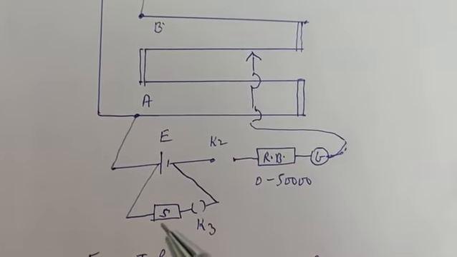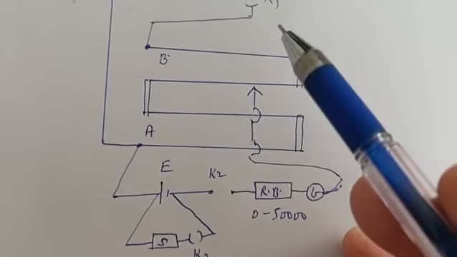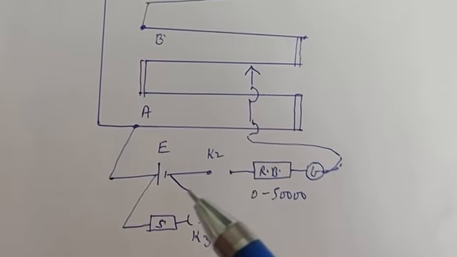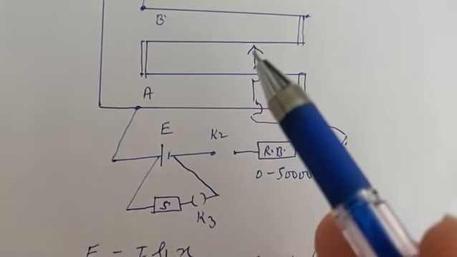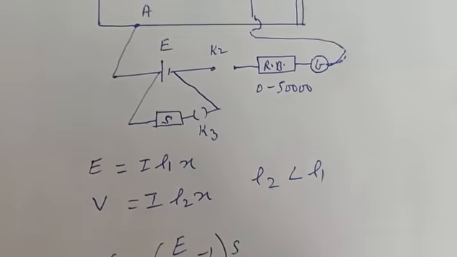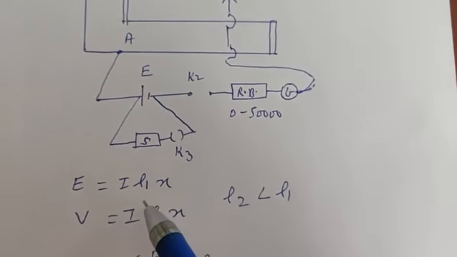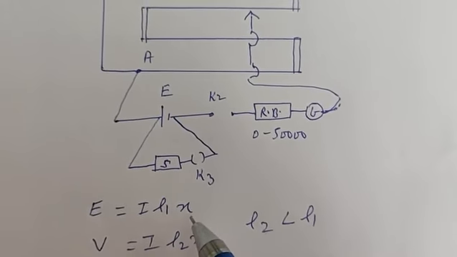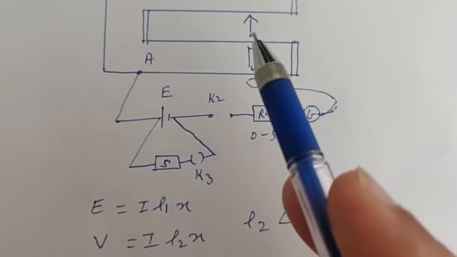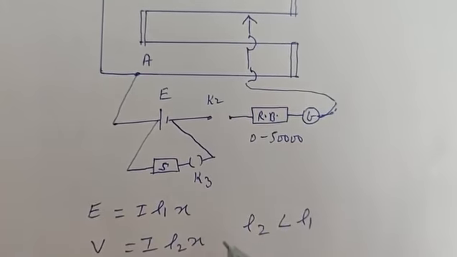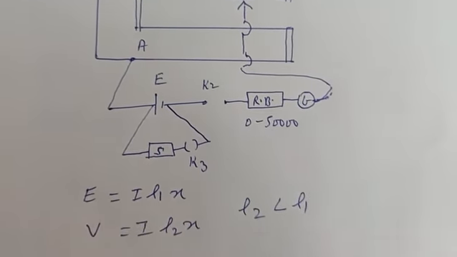First of all, we will insert K1 and K2. Then we will find out where the null point is, as we did in the previous case. So E will be equal to I L1 X. L1 is the balancing length, or you can say null point length. X is the resistance per unit length.